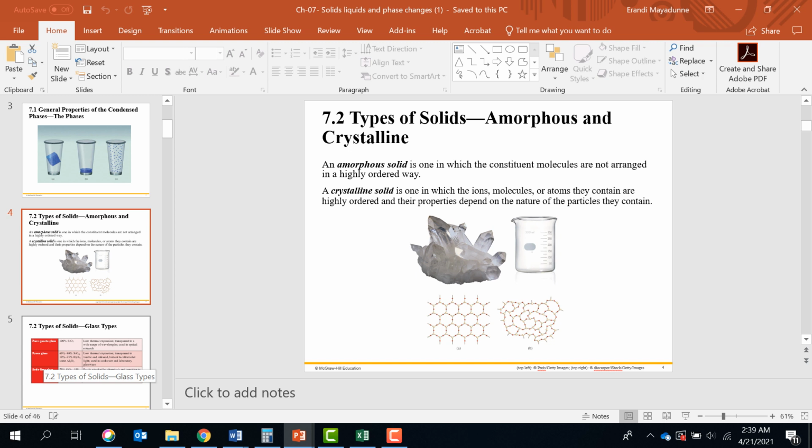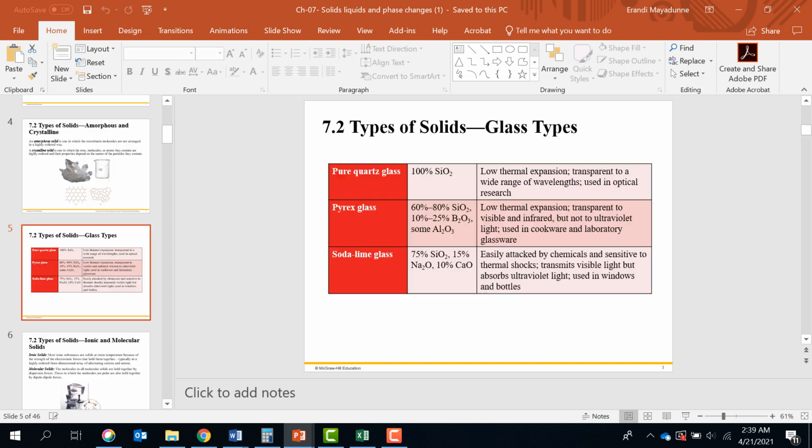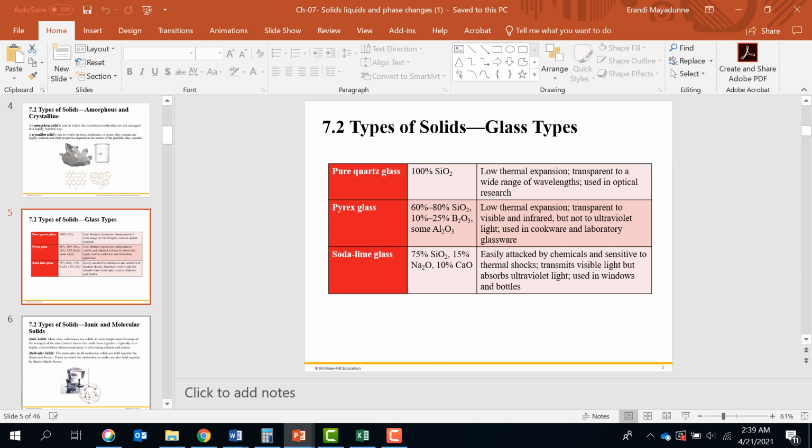An amorphous solid is a solid whose molecules are not arranged in an orderly pattern. You can think about plastic. But the crystalline solid is like a sodium chloride crystal. They have the atoms arranged in a highly ordered pattern. Some of the crystalline solids are pure quartz, Pyrex glass, and soda lime glass.